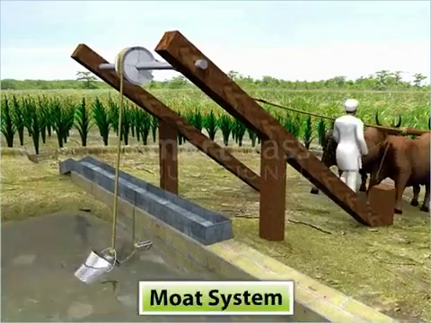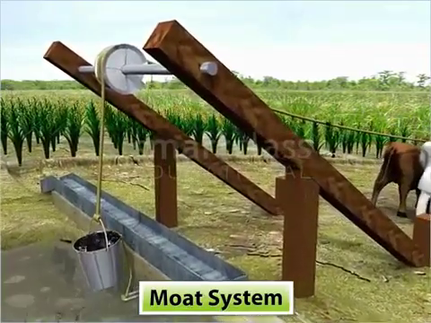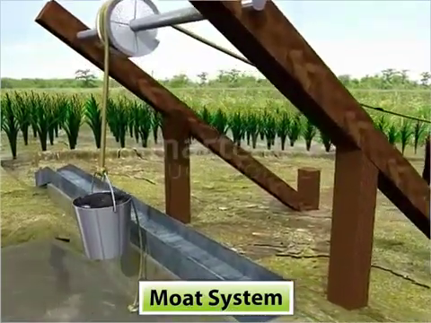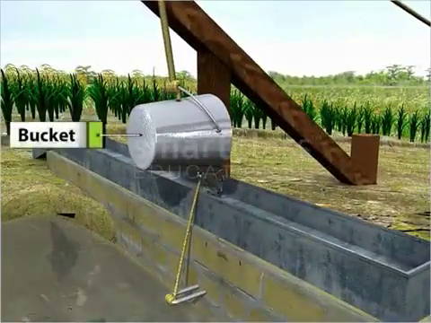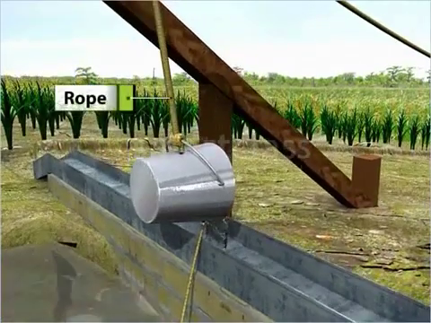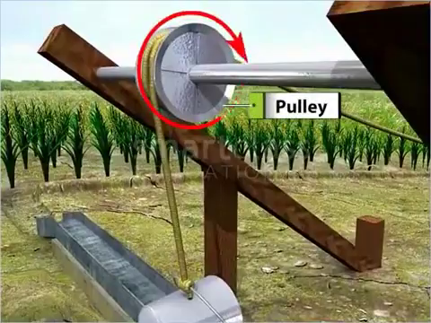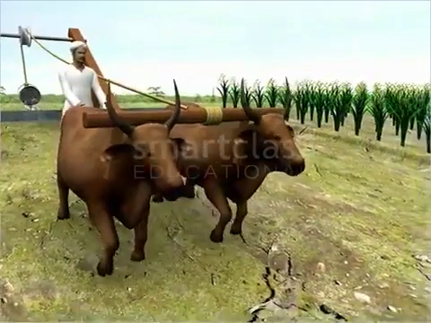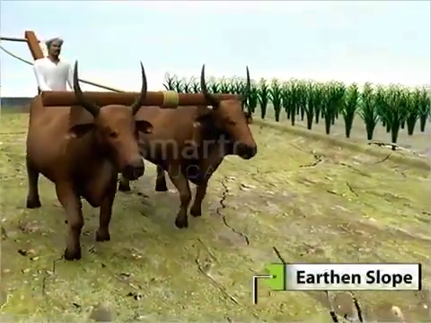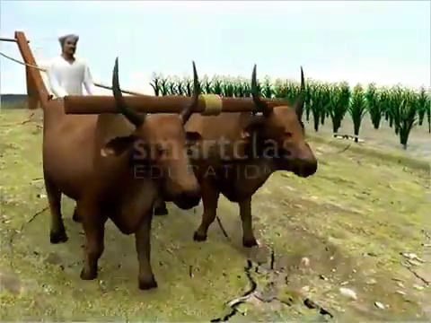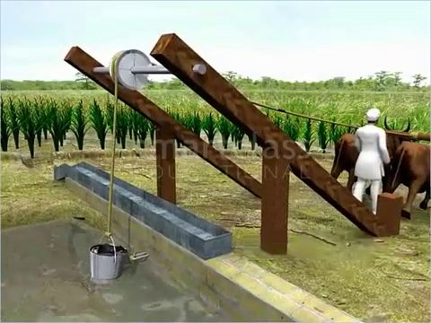A moat system is one of the simplest and cheapest irrigation systems. In this, water is drawn from a well or water source by a bucket attached to a rope. The rope is passed over a pulley and fixed to an animal. The animal walks down an earthen slope away from the well to lift water. The water is then emptied into a channel and the fields are irrigated.